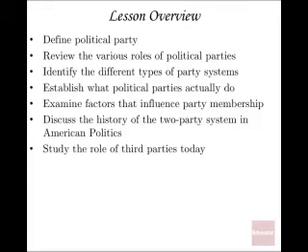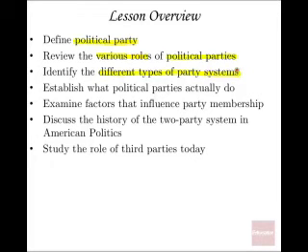All right, so first off, we're going to define what a political party is. That's going to be fairly simple. And then we're going to review the various roles of political parties. So what role, what function do they play in the American political system? And then we're going to identify different types of party systems.